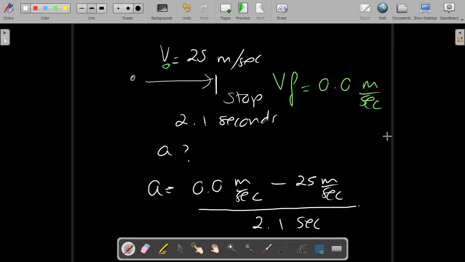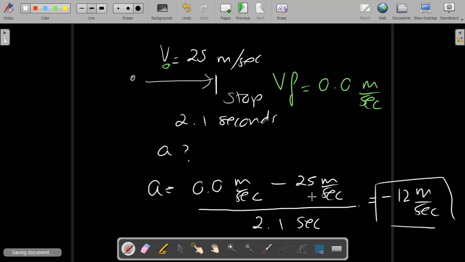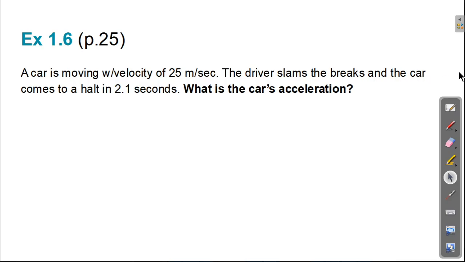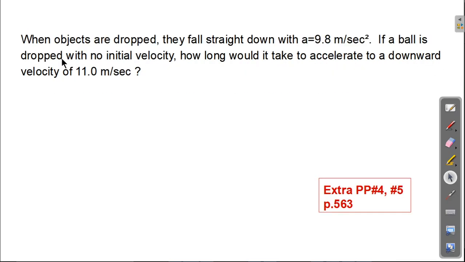Just put it in. And if you do the math, you are going to see that your acceleration is minus 12 meters per second. And that just means that you are decelerating. You're slowing down, which makes sense because you're stopping. Okay? The negative just means you're slowing down. Now, let me clear this so we can do the second part of this example.